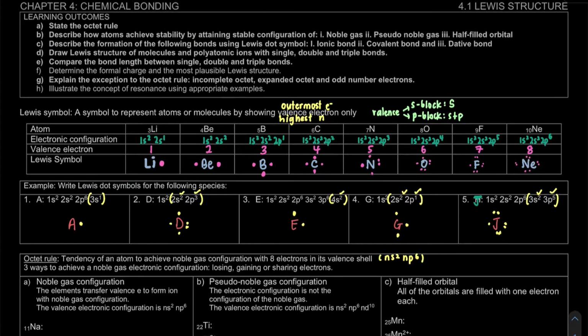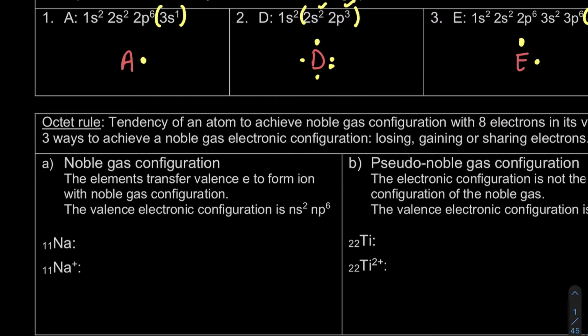Okay, so there are 3 ways to achieve a noble gas electronic configuration. Either we lose electrons: if an atom loses electrons, it will form a cation, a positive ion. It can gain electrons to form an anion to achieve octet, or it can also share electrons. Right now what we're going to learn is 3 types of stable configuration. First is noble gas configuration, second is pseudo noble gas configuration, and third is the half-filled orbital.